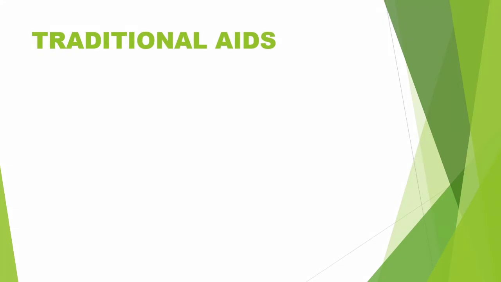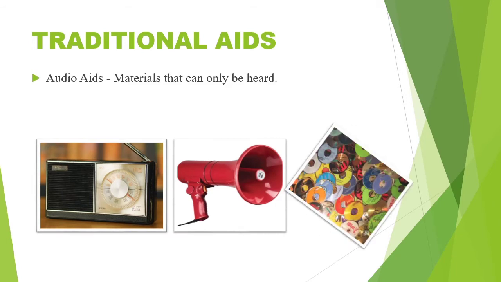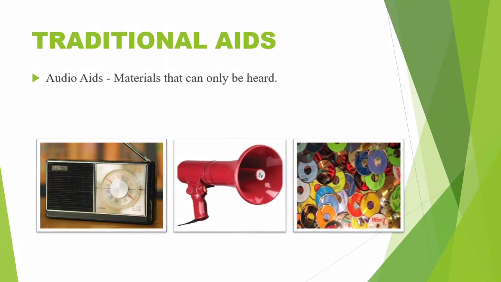There are 3 of them. First, we have the audio aids. This is the material that can only be heard. For example, we have radio, megaphone, and compact disc. These equipments basically produce sound where your main concern here is your sense of hearing, which is why it is considered as audio aids.